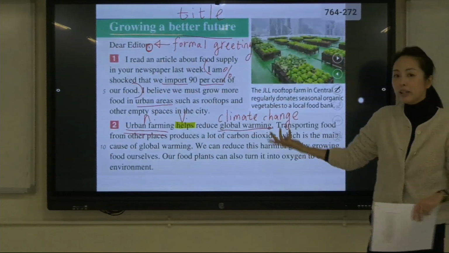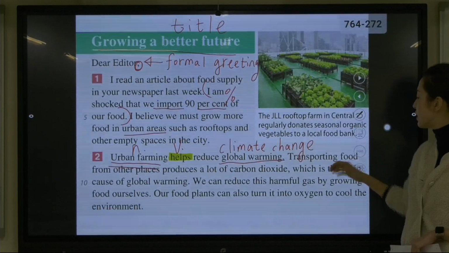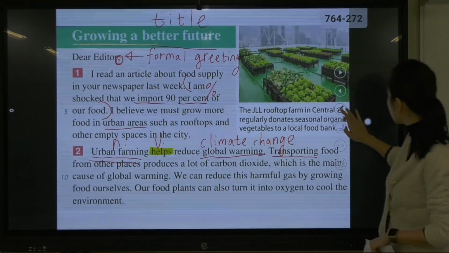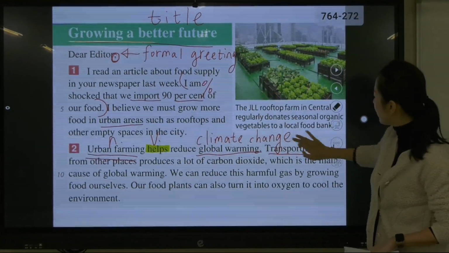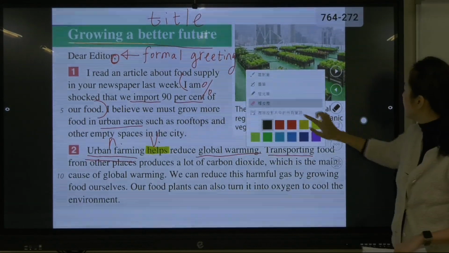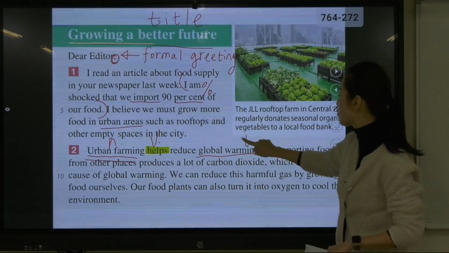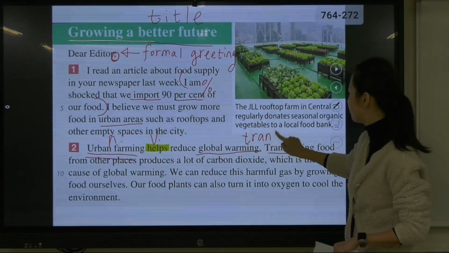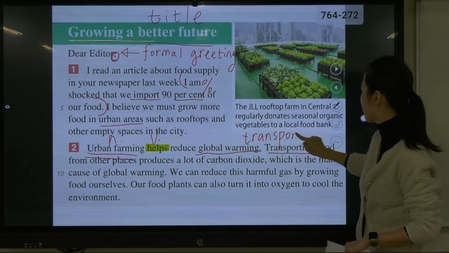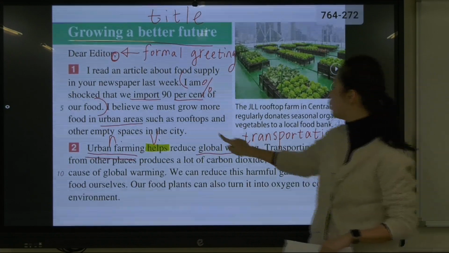Okay, urban farming helps reduce global warming. Transporting food. Okay, transport. The word transport, you should be very familiarized with it. In Unit 4, we learned a lot about transportation. What is transportation? 交通, right?